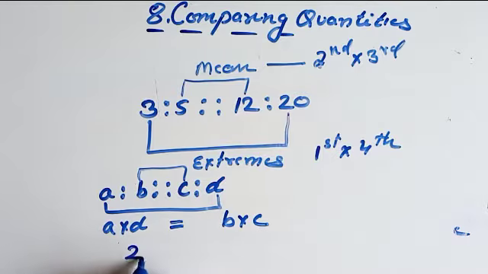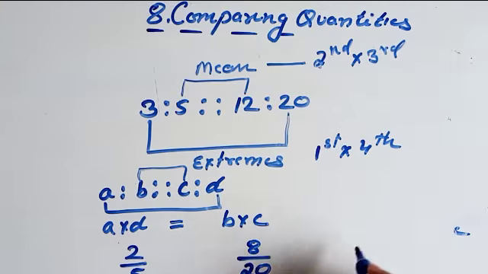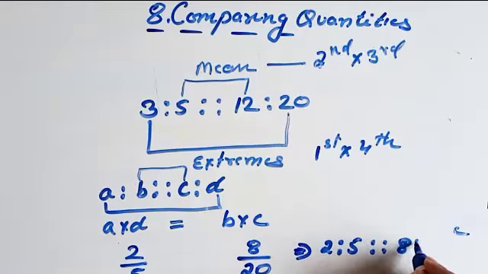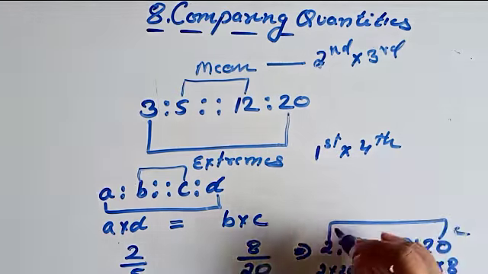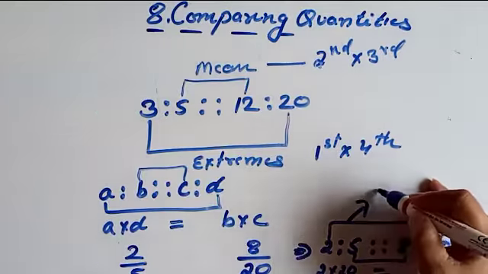Suppose I have taken here 2, 5, and here I have taken 8 and 20. Now if I want to check whether they are in proportion, I can write this as 2:5 proportion to 8:20. Now I have to multiply this 2, so 2 into 20, and I have to multiply this 5 into 8. It is 40, and here also it is 40. So these two are equal. That means this is in proportion.